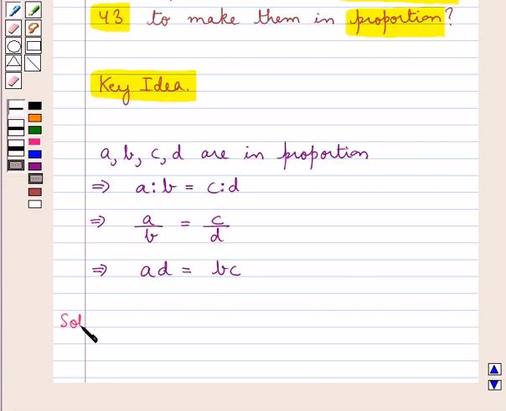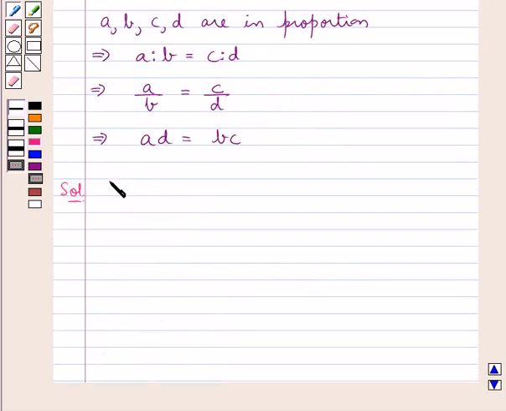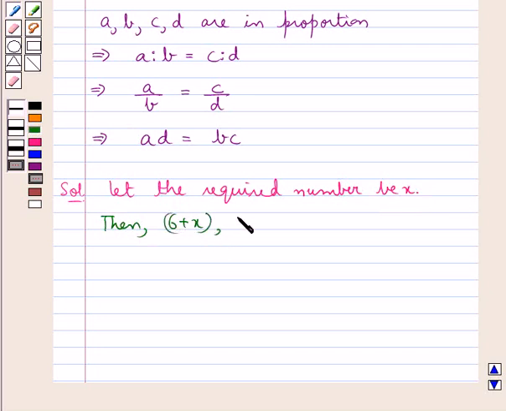Let's proceed with the solution now. In the question, we are required to find out a number which must be added to each of these numbers so that they are in proportion. So we take, let the required number be x, then 6 plus x, 15 plus x, 20 plus x and 43 plus x are in proportion.